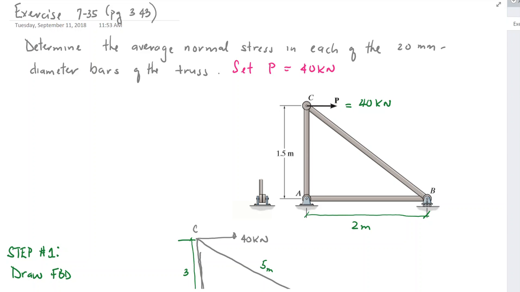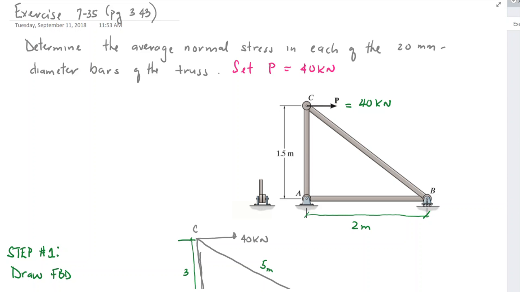So we're going to do exercise 7-35. That's on page 343. Again, I believe it's one of your homework problems, but it's okay. As long as you can use whatever information in this problem to apply to other problems, I'll be deeply happy about that.